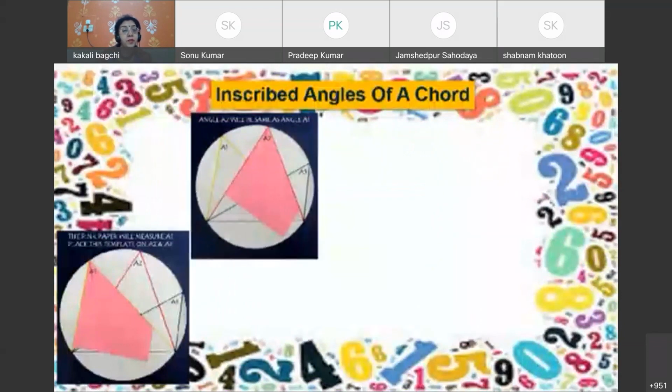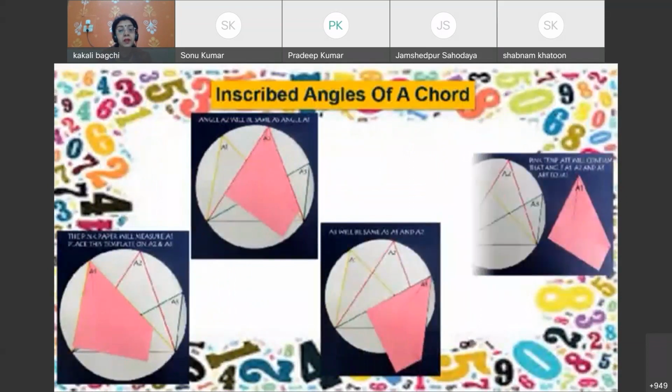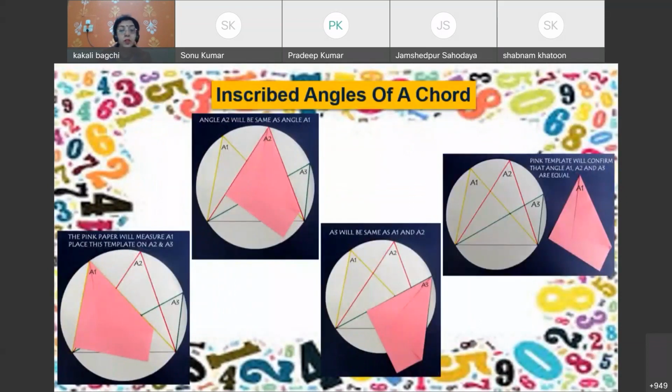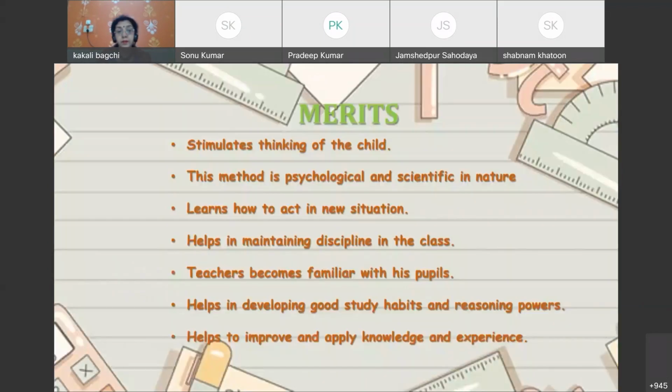What do you observe? Children will say, yes, it's exactly the same. Again, take it and place it, exactly the same. That means in all the cases, they match exactly with the pink paper. That's why we can say all the angles made by the same chord in the same segment are equal.